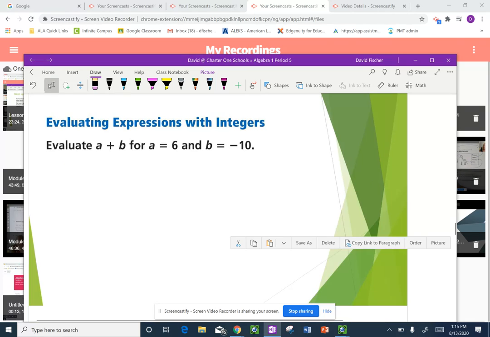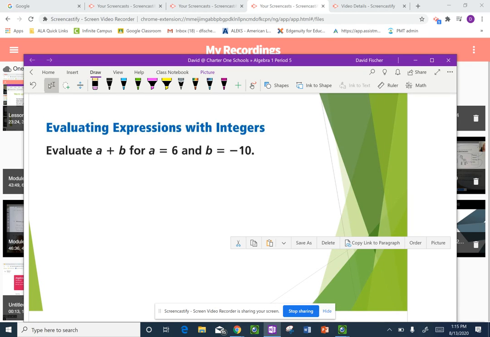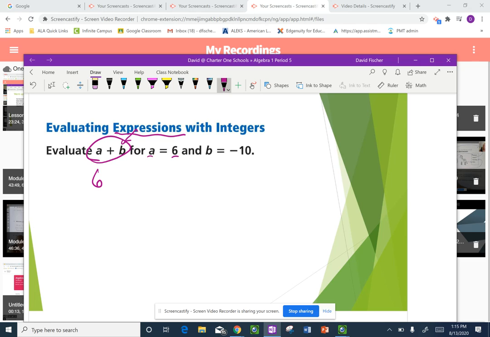All right, let's go to evaluating expressions. And so when we're talking about an expression, some kids are kind of, well, what's the difference between an expression and an equation? An expression is when there is no equal sign. And so an equation would have an equal sign there. So now what they want us to do is wherever we see an A, they want us to put a 6. So we need to rewrite this math problem and say, hey, instead of A, we're going to put a 6. And then I want to bring down my plus sign. And where the B is, they want a minus 10.